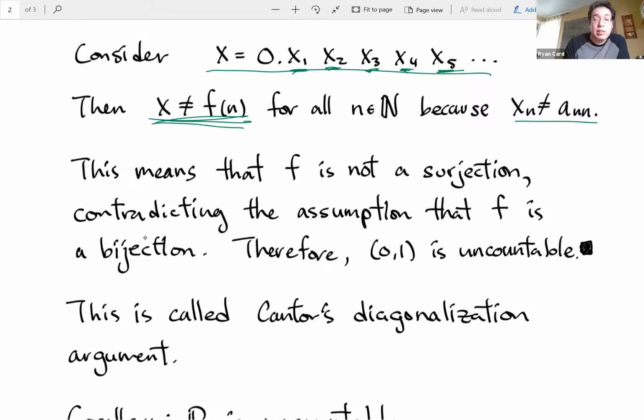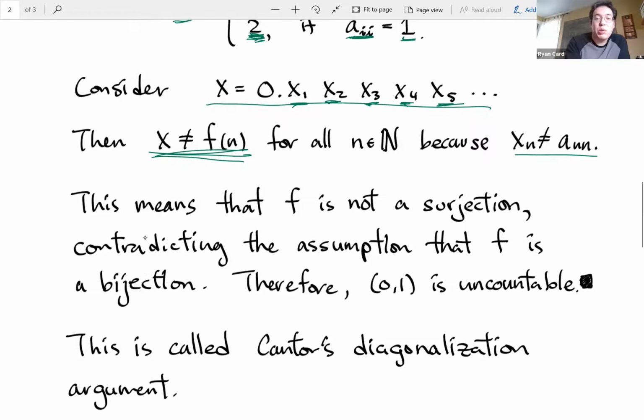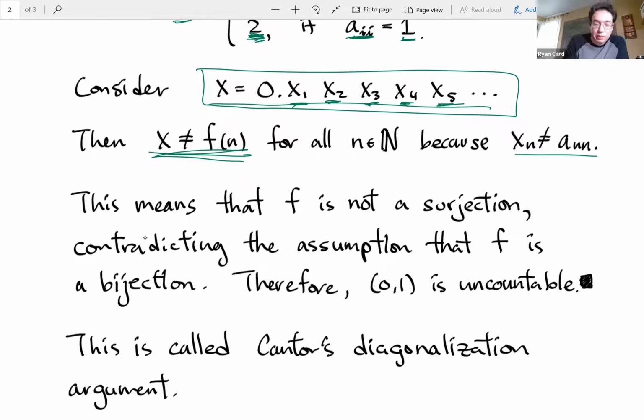So this means that F does not hit every real number, because we were able to come up with a real number between 0 and 1 that skipped over, that wasn't on the list. Therefore, 0 to 1 is uncountable because it wasn't a bijection. It wasn't even a surjection. And bijection means it's both injection and surjection.